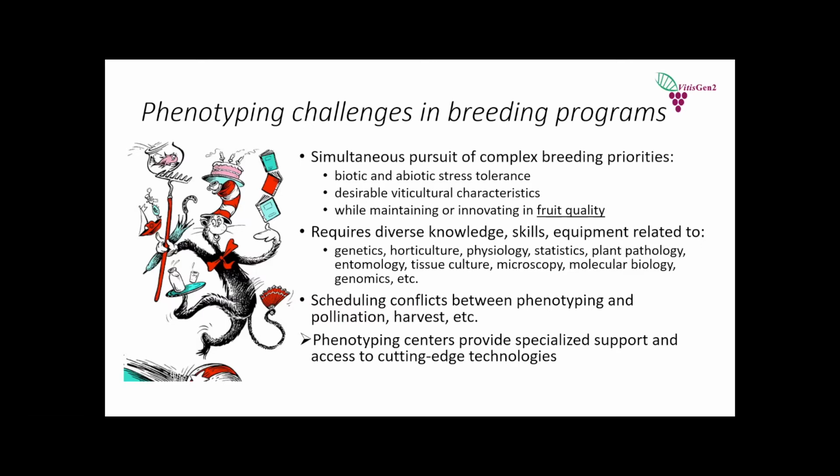Finally, it's important to realize that much of a breeding program is calendar-based. When it's flowering time, you need to be in the field making crosses. When it's harvest time, you need to be collecting the fruit. And so you can't be out year-round at all times phenotyping every trait that you want to look at. So with these complexities in mind, VitusGen 2 developed the concept of phenotyping centers to provide specialized support and expertise, along with access to cutting-edge technologies for phenotypic analysis.